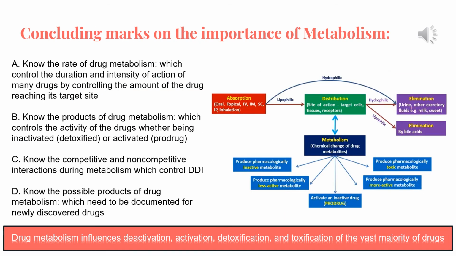Most importantly, you can know the rate of drug metabolism, which can help you control the duration and the intensity of action of many drugs by controlling the amount of the drug reaching its target site. Second, you know the products of drug metabolism, being toxic, more active, or less active. Third, you can know the competitive and non-competitive interactions during metabolism, and this can help you control DDIs. And fourth, you can know the possible products of drug metabolism, which need to be documented for newly discovered drugs. So drug metabolism influences deactivation, activation, detoxification, and toxicity of the vast majority of drugs.